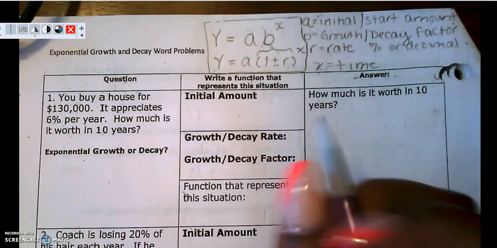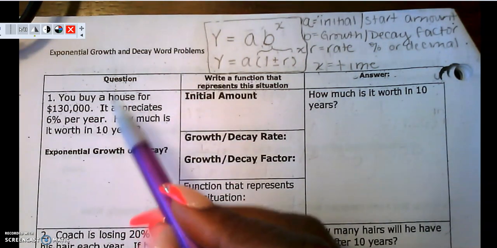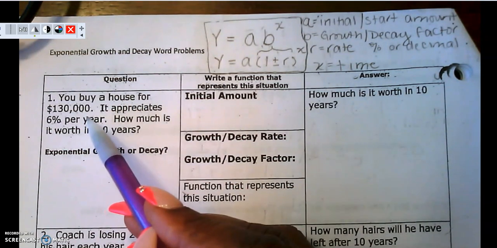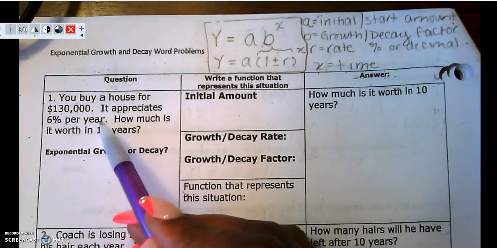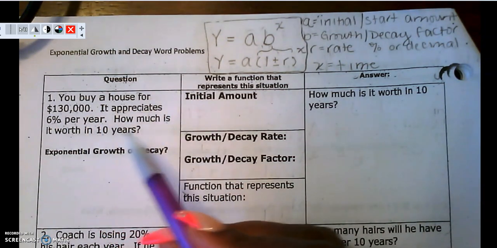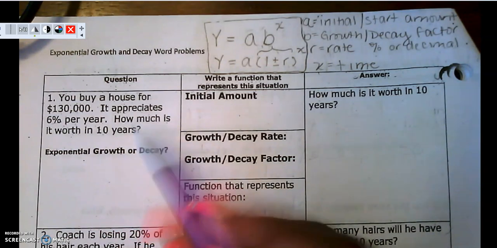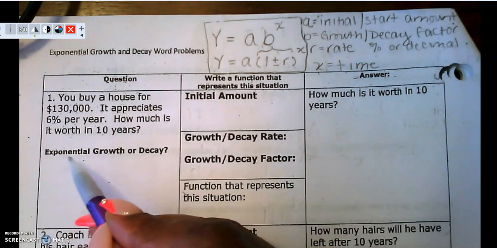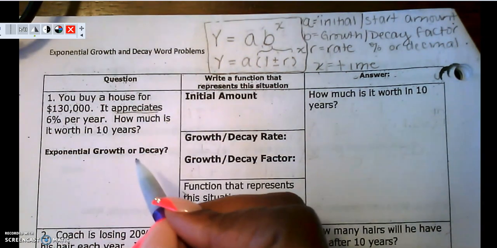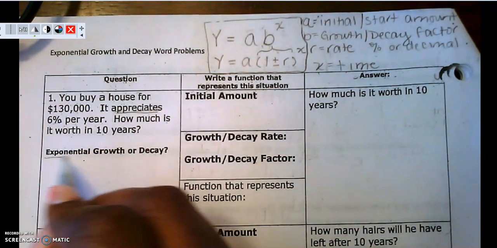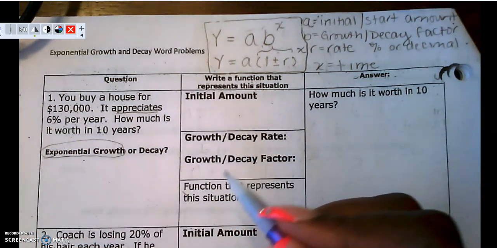So let's go ahead and jump into this problem. It says you buy a house for $130,000. It appreciates at 6% each year. How much is it worth in 10 years? So we have to first determine whether or not this is an exponential growth or a decay. Well, if it's appreciating, that means its value is going up. So we're definitely going to be dealing with an exponential growth.